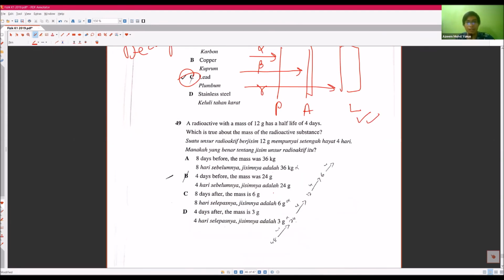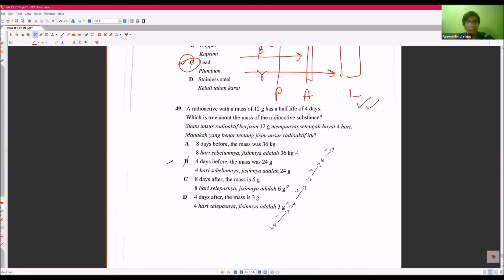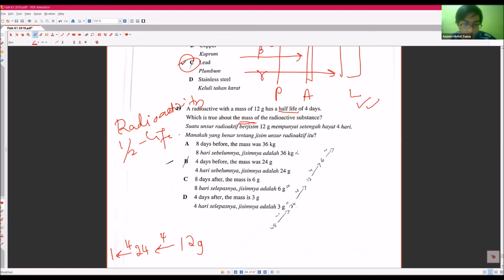49, a radioactive substance with mass 12 grams has a half-life. Okay. Half-life, which is true about the mass of the radioactive substance? So 12 grams, 4 days. Okay, 8 days before. So we should have 24, 48. 8 days before the mass is 36.